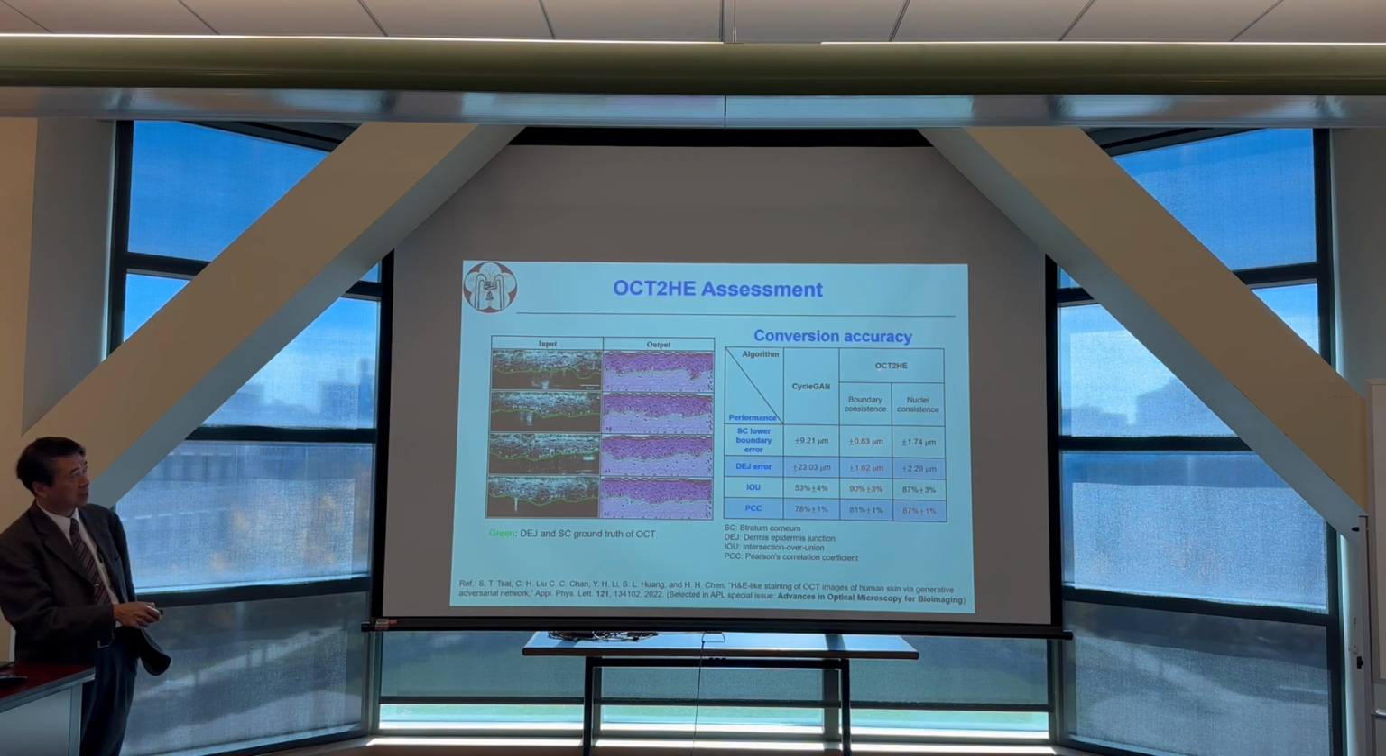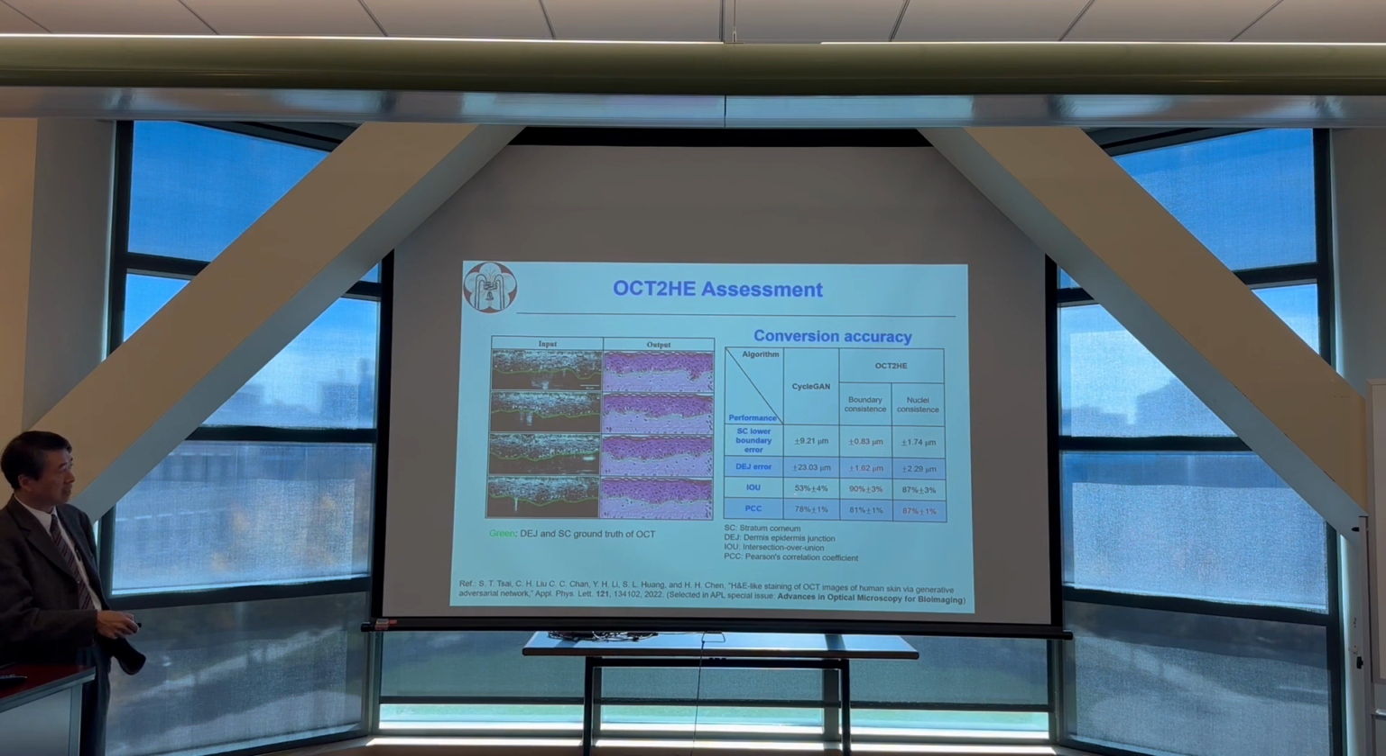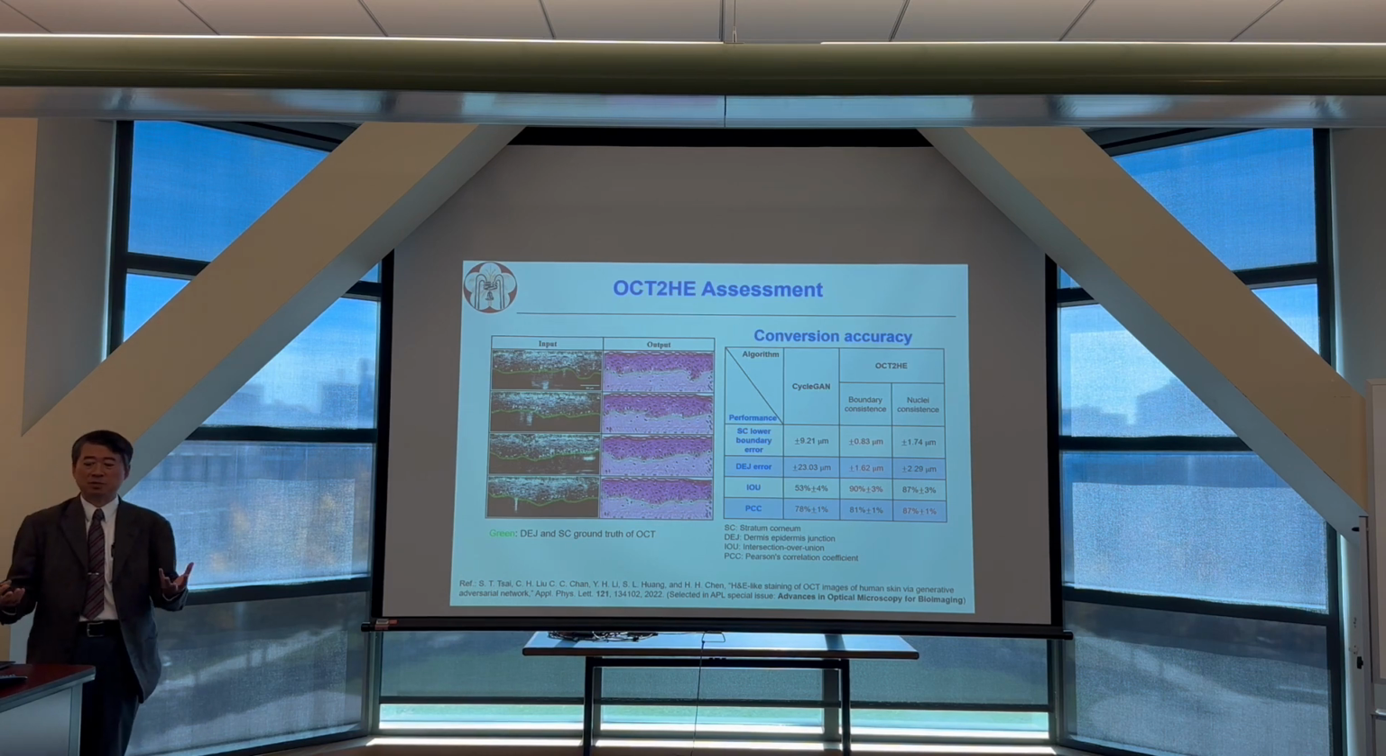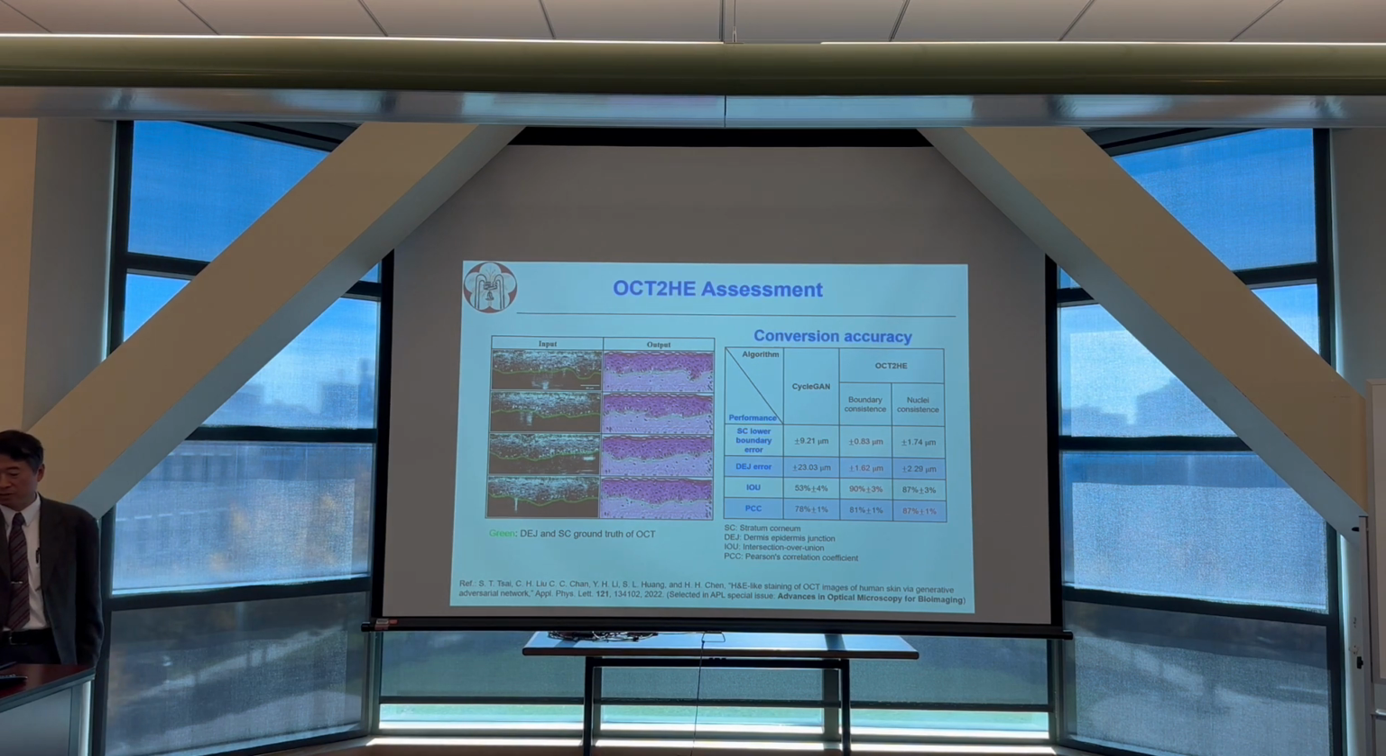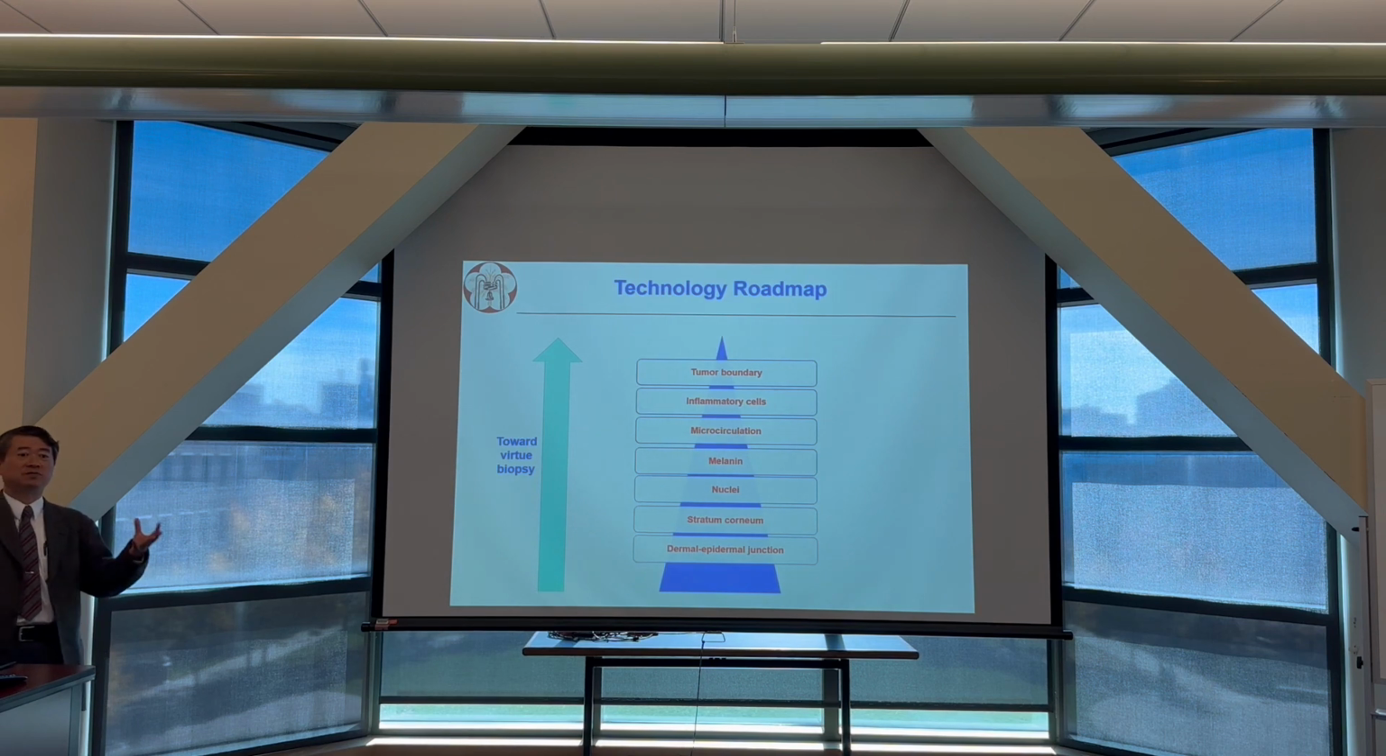But using our algorithm with the physician's annotation, for example for the DEJ, the error is only about 1.6 micron, which is much smaller than one cell. Okay, so this is reasonably good. And the IOU is about 90%. We also use the Pearson coefficient. So it seems to me this kind of image translation, at least for the DEJ and for the nuclei, works. But within human skin, you can imagine there are so many different things.